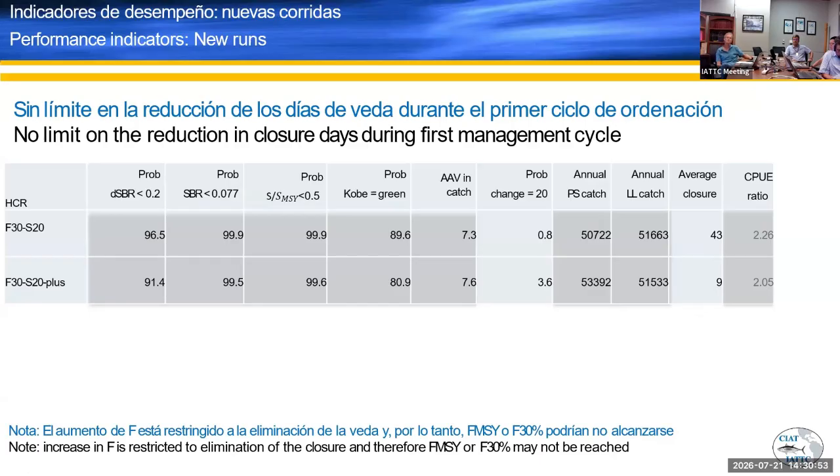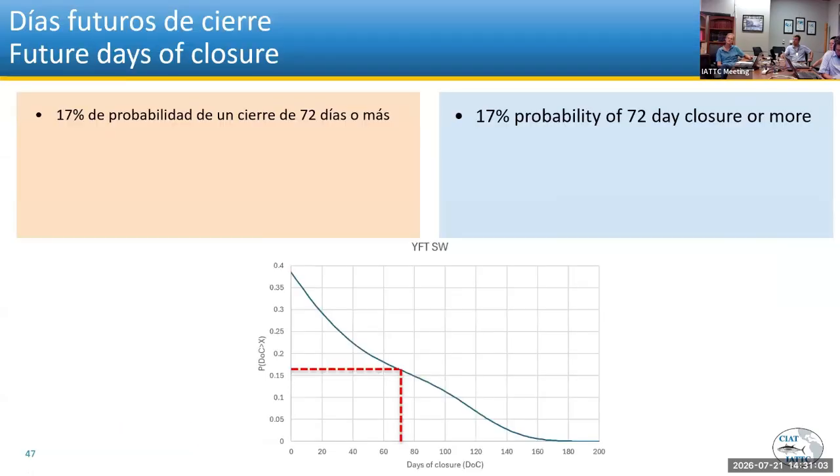So how do we choose what days of closure and how fast to get to elimination of the closure, if that's what we desire? So one way of looking at it is looking at the probability of a certain days of closure and how much of a change that would be.